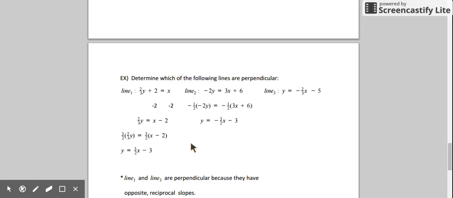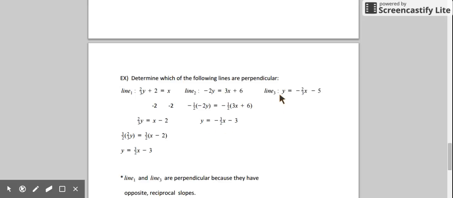So the slope of line 1 is 3/2. We're looking for opposite reciprocals. Let's take a look at line 2. To solve for y and put it in slope-intercept form, I'm going to divide everything by -2, or multiply everything by the reciprocal -1/2. So 3 divided by -2 is -3/2. 6 divided by -2 is -3. So the slope of line 2 is -3/2. Well, positive 3/2 and -3/2 are not opposite reciprocals, they're just opposites. So line 1 and line 2 are not perpendicular.